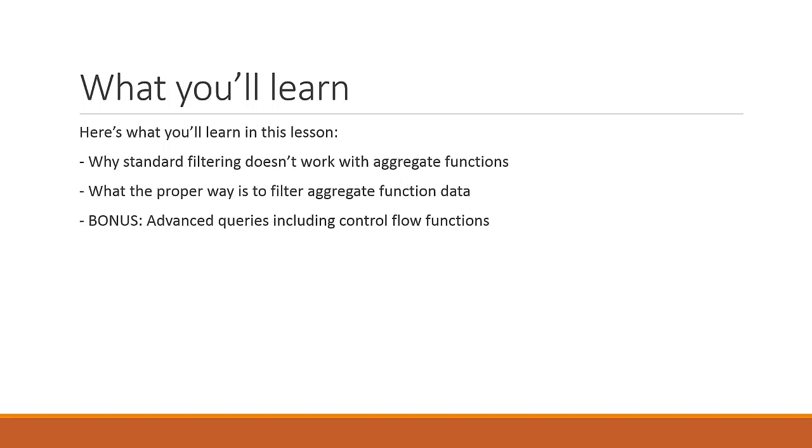Again, aggregate functions are what we just learned about in the previous lesson, and they're all about things like using a max, a min, average, count, sum, etc. And you're going to learn why, like I said, standard filtering doesn't work with those, and what the proper way is to filter the aggregate function data. And like I mentioned, as a bonus, we're going to be talking about advanced queries, including control flow functions.